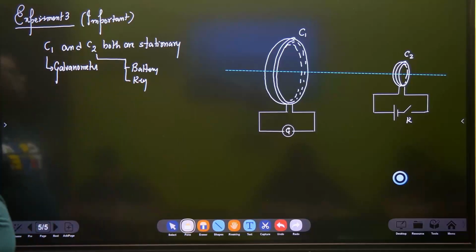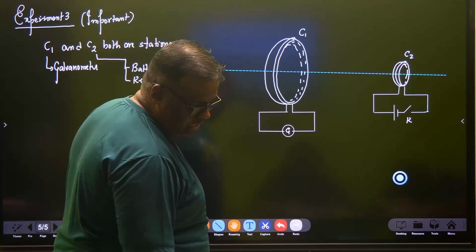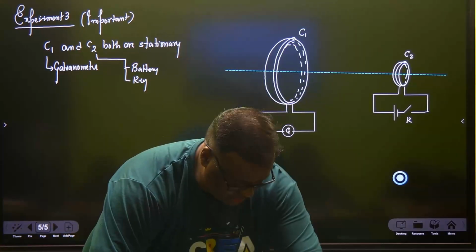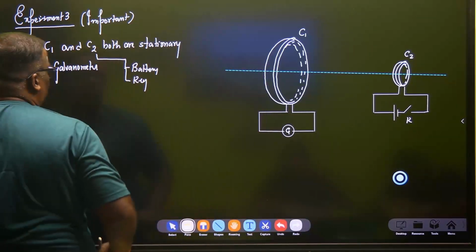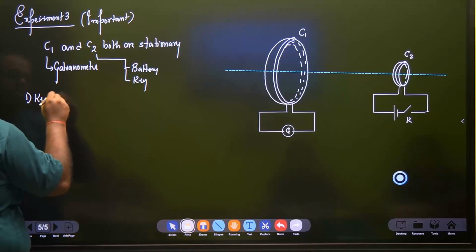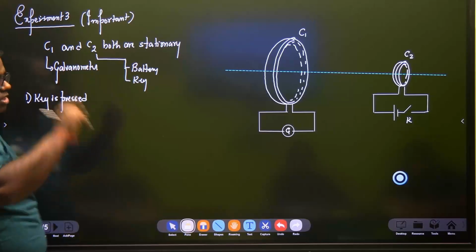Key is done for what, beta? Key is done for switching on the circuit or switching off. Right. So let's see our observations now, and we make them point wise. A, number one, key is pressed. Key is pressed means, have you understood? You have just turned on the circuit.